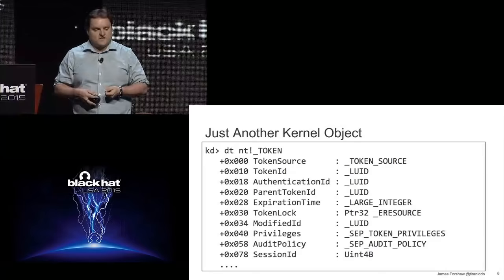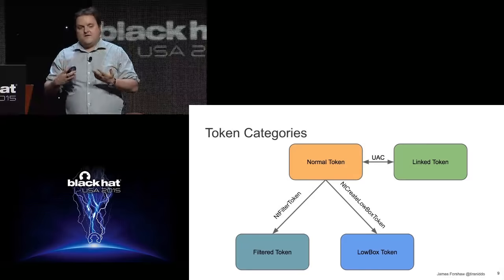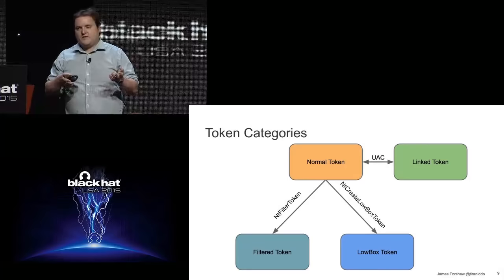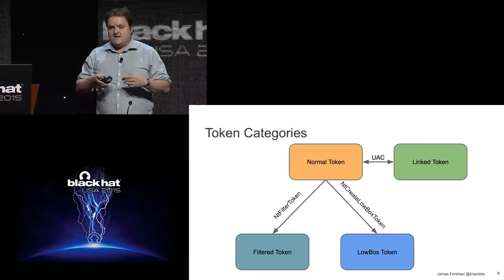Now, it would be too simple if it was just a single type of token, because obviously there are many scenarios in which you may find yourself. So I've broken this down into four main types of tokens. You could probably argue for different categorization. But the main one you would normally see, the normal token, is just the one you would run as a normal user. You'd have your normal basic token.